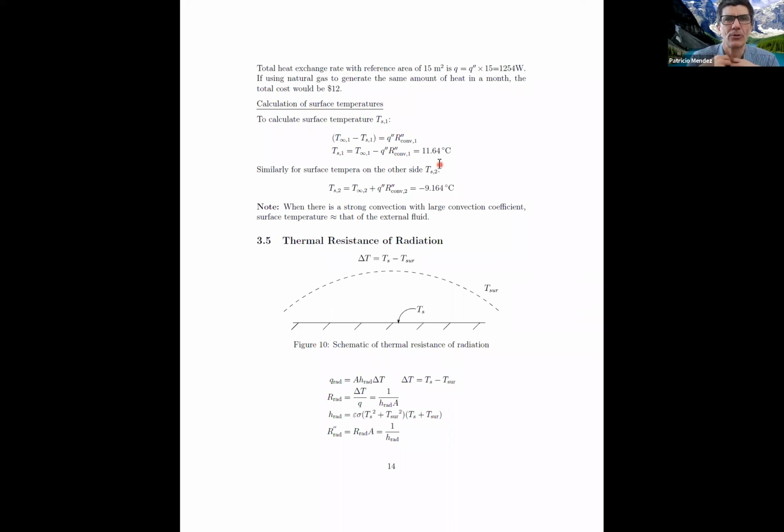The air surrounding you is at 20. If you touch the wall, it's at 11 point something. It's colder. It's cold, right? Very, very interesting. Of course, if you touch your walls now, you're going to see that they're much warmer than 11.6 degrees because we have good insulation. If you have poor insulation, then the wall gets that cold.